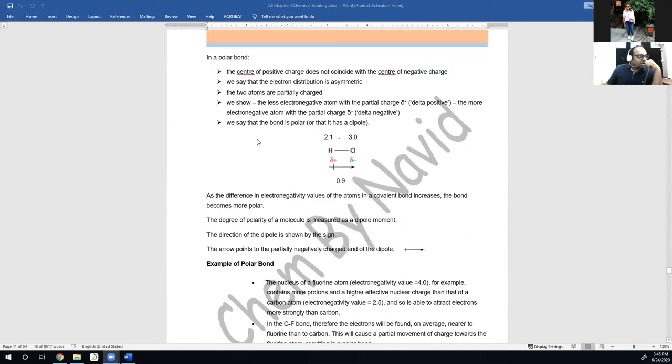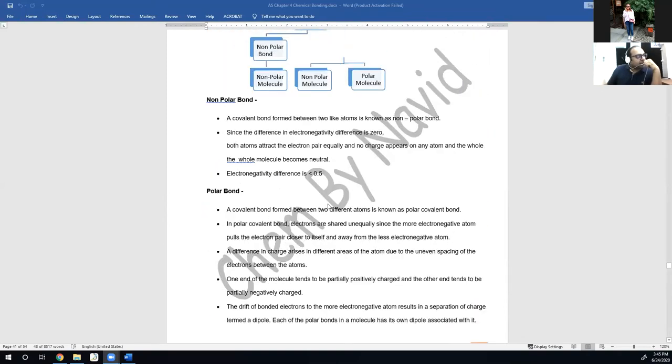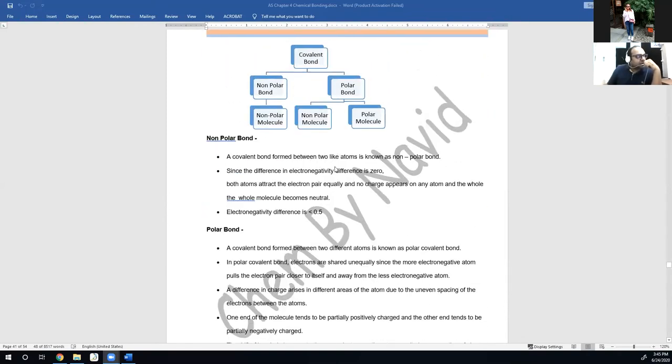So, did you also write down these? No, sir. Not this one. Okay. If you don't, then write down the whole thing. It's going to help you. Trust me. Write down this whole thing.